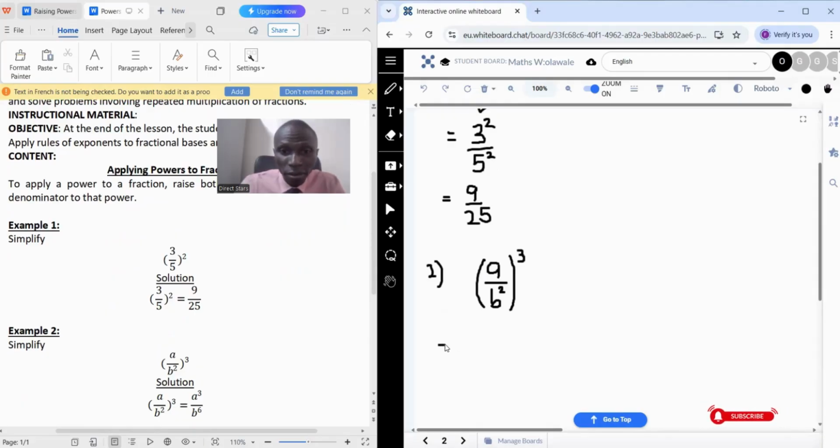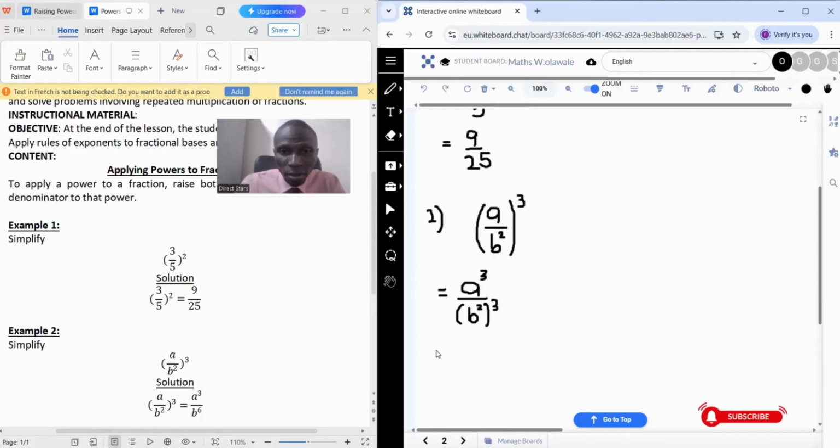So we're going to have this to be A raised to the power of 3, then over, now we have B. The denominator has its power, but we are still going to multiply it with 3. So we're going to have this B raised to the power of 2, then into bracket, close the bracket, then everything here is to the power of 3.